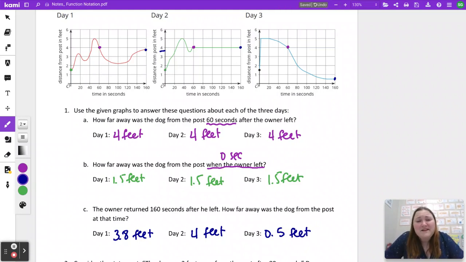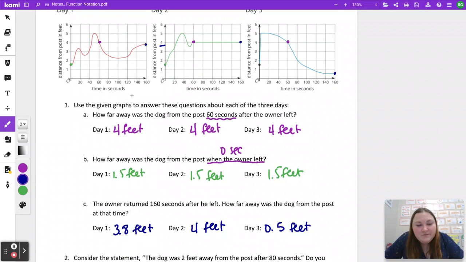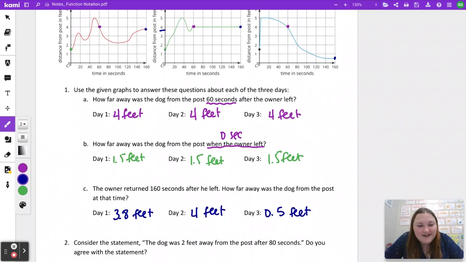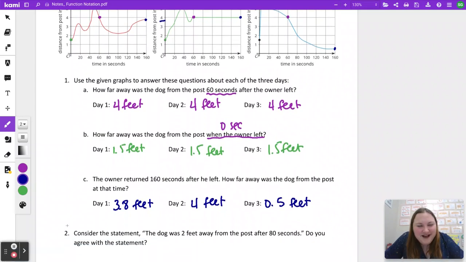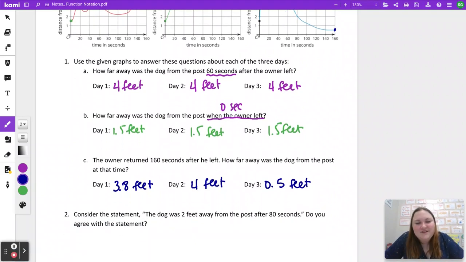This warm-up here is really just about being able to read these graphs, looking at our input, which is time, and figuring out what the output or that distance would be from the graph. Now, there's one last question down here. Number 2 at the very bottom says, consider the statement, the dog was 2 feet away from the post after 80 seconds. Do you agree with that statement?